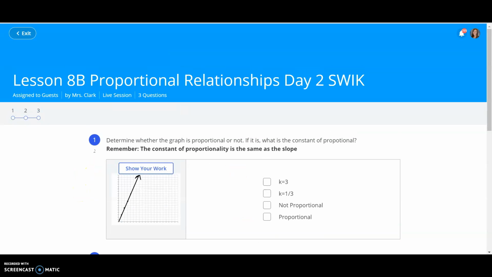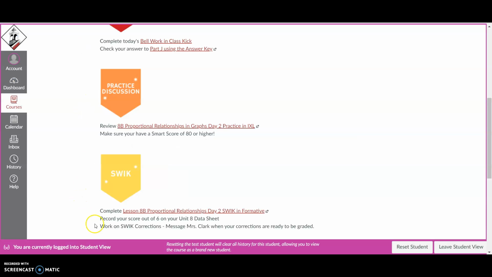Once you've submitted those 3 questions on your SWIC, please go back and record your score out of 6 on your Unit 8 data sheet. And then if you need to do corrections, go ahead and work on those and send me a Canvas message when those are ready to be graded.